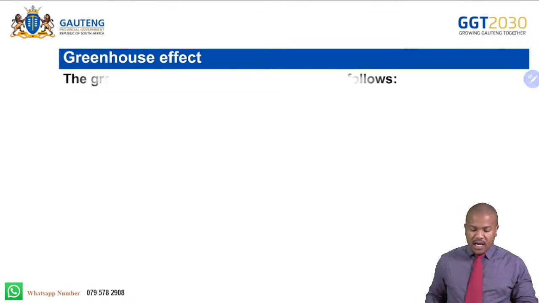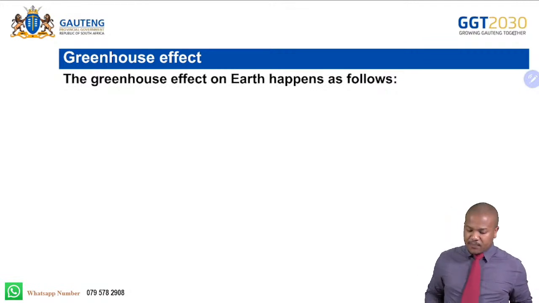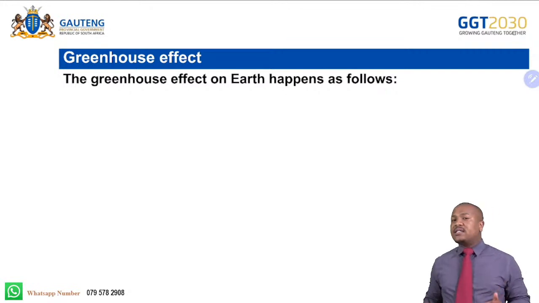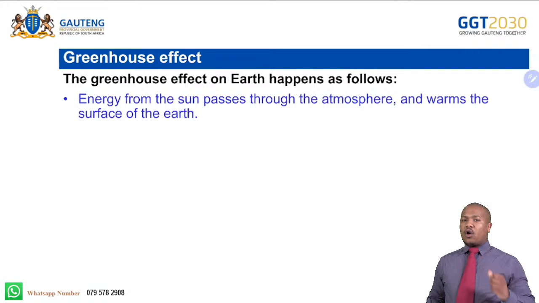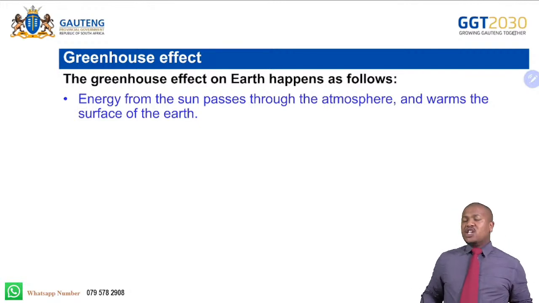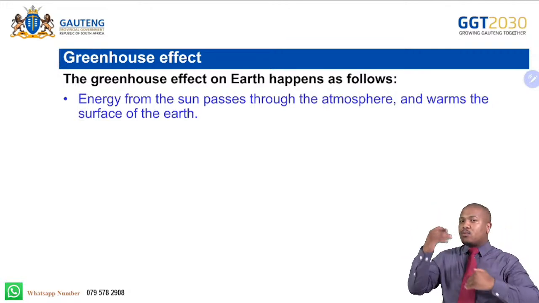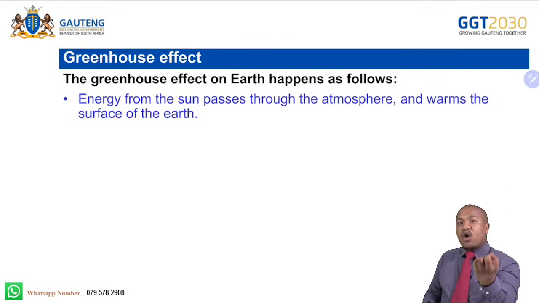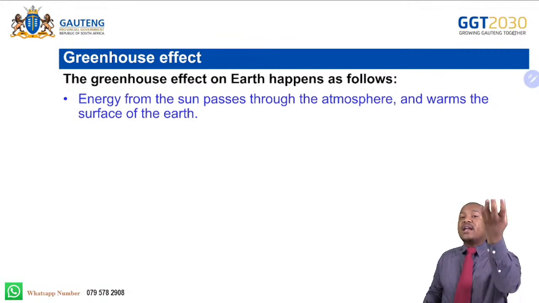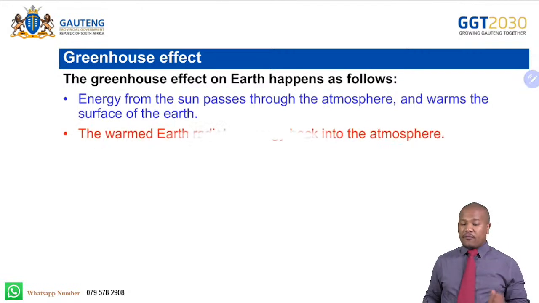So now, looking at this, let's look at how the greenhouse effect happens on Earth. First of all, the energy from the sun passes through the atmosphere and warms what? The Earth's surface. So remember our previous lesson, we said that as the energy from the sun passes through the atmosphere, what happens? The ozone layer also traps some of the UV rays and also sustains that heat. So the energy from the sun passes through the atmosphere and warms the surface of the earth.